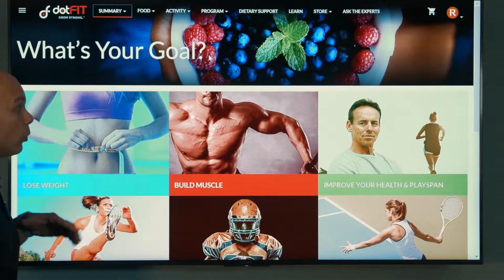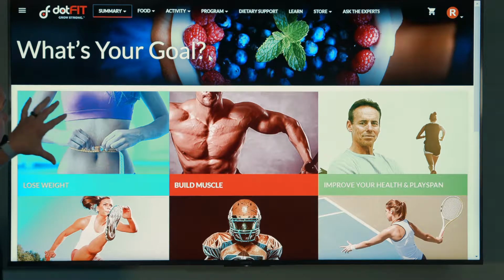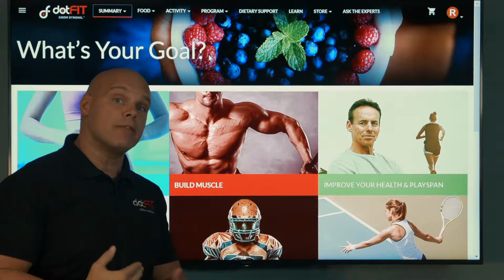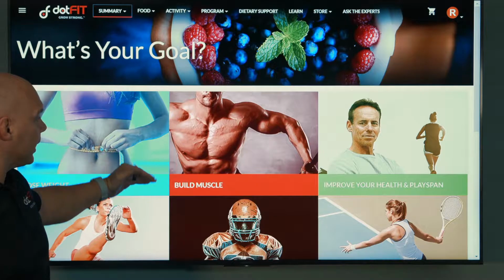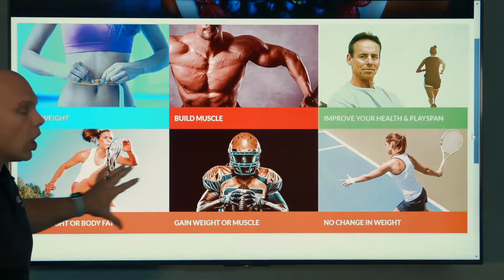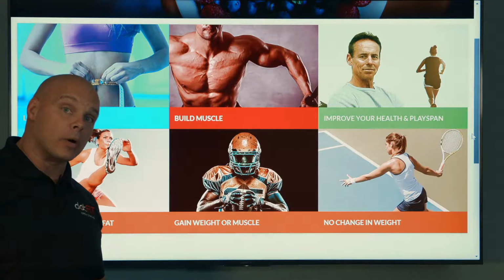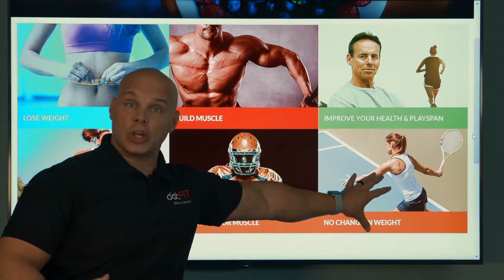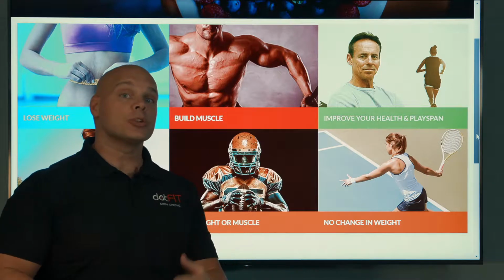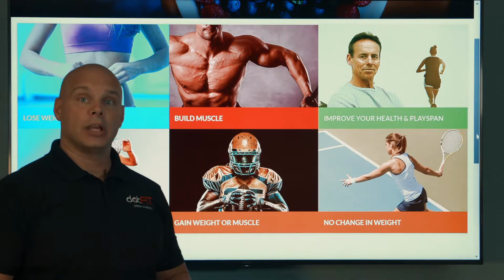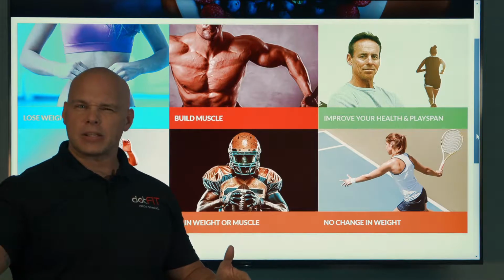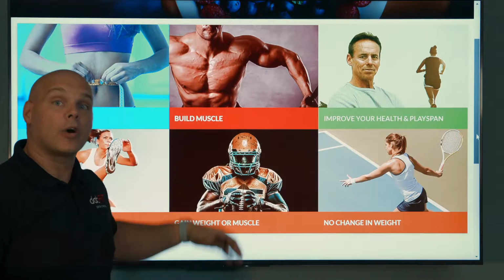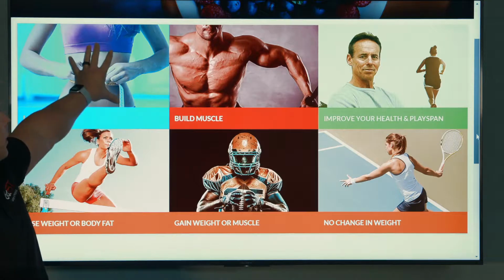If you notice here, we have a few different goals to choose from. We can look at losing weight, building muscle, improving your health and play span or longevity. And then if we scroll down just a little bit here, you'll notice these three at the bottom are all about enhancing athletic performance with either losing weight, building muscle, or no change in weight, just enhancing athletic performance by itself. Our normal suggestion is if the primary goal is losing weight and secondary is maybe enhancing athletic performance, let's choose here versus here. The same thing goes for building muscle. For our example today, let's go with losing weight right up here.